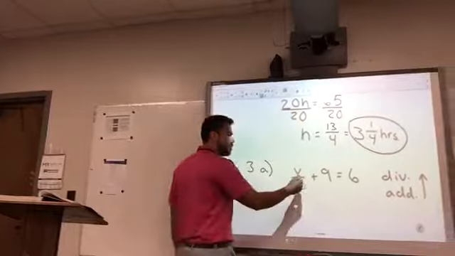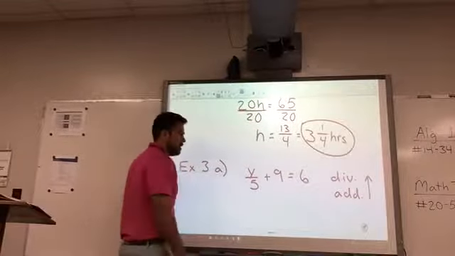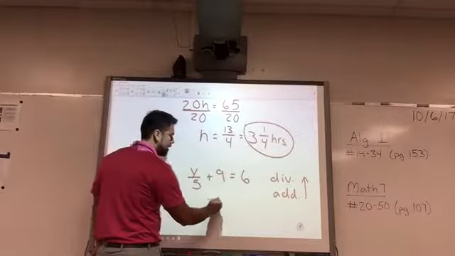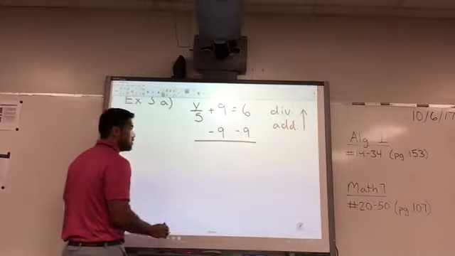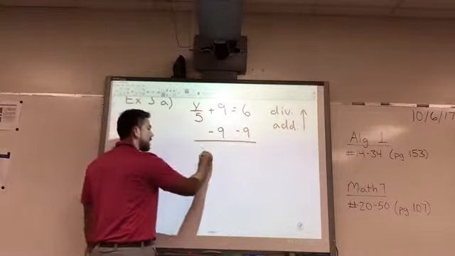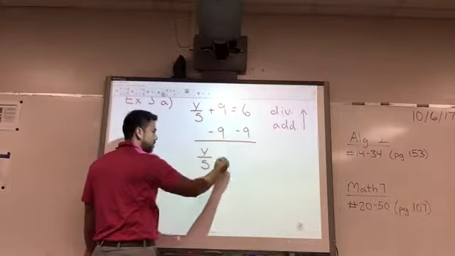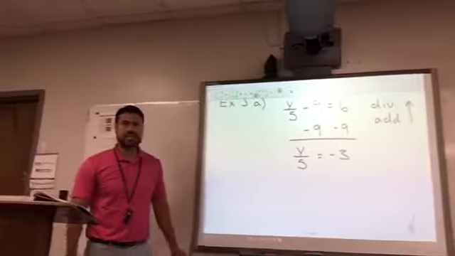So what do I have to do to both sides here to get rid of that adding? Taylor? What am I going to subtract in this case? Subtract 9 from both sides. So that's going to be my first step. Subtract 9 from both sides. I'm left with y over 5. This became 0. And that's negative 3. 6 minus 9 is negative 3.